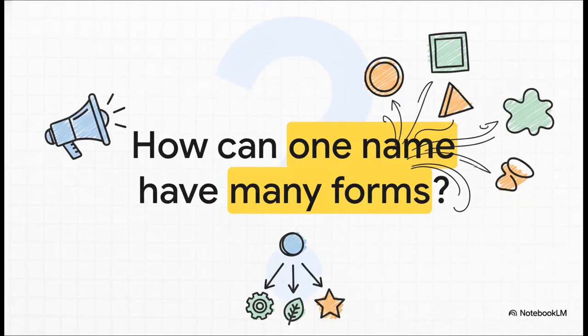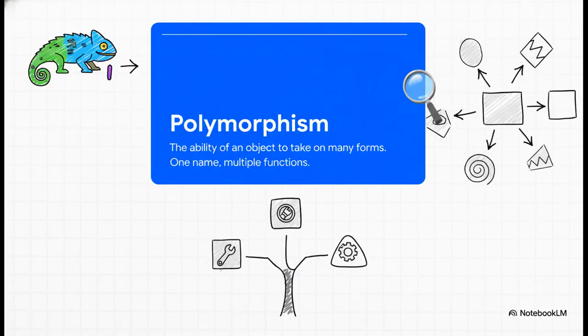So, let's start with a simple question that really gets to the heart of what we're talking about today. How is it possible for one single name to have many different forms? Well, the answer is this really powerful idea called polymorphism. It literally means many forms. It's a Greek word. And in the world of code, this means we can have one name for something, but it can perform multiple functions. It's what makes our code so flexible.